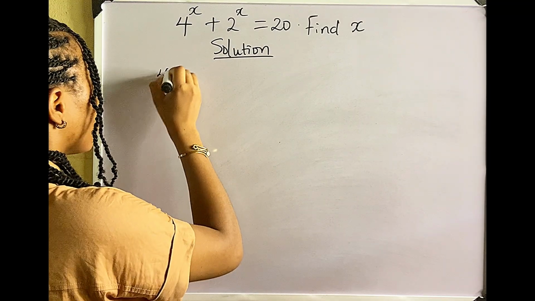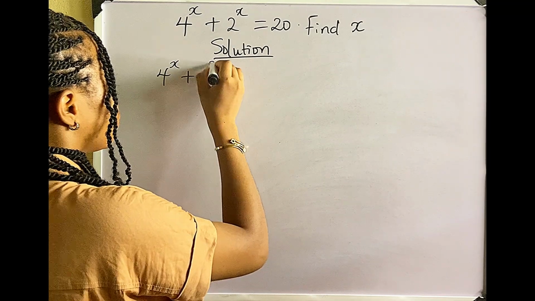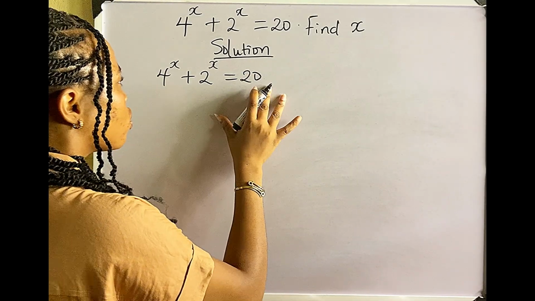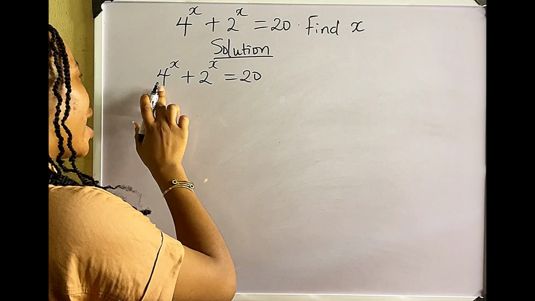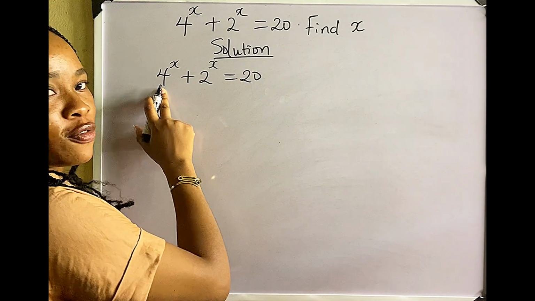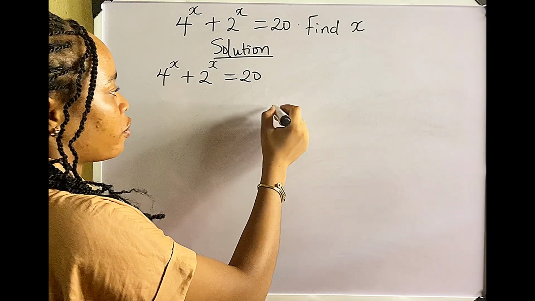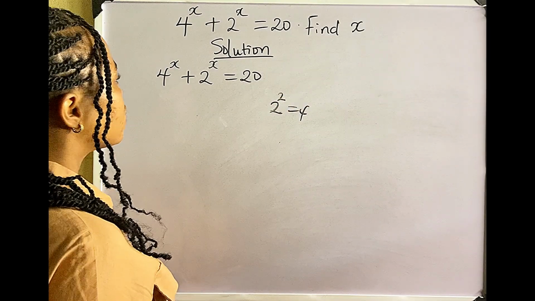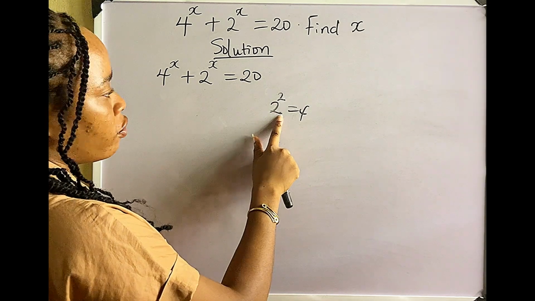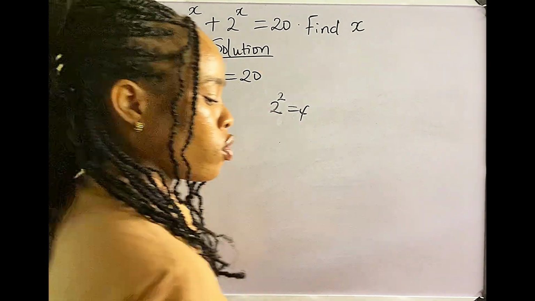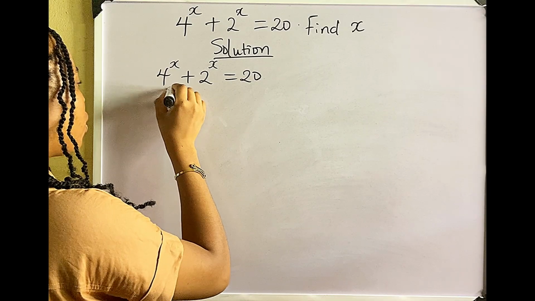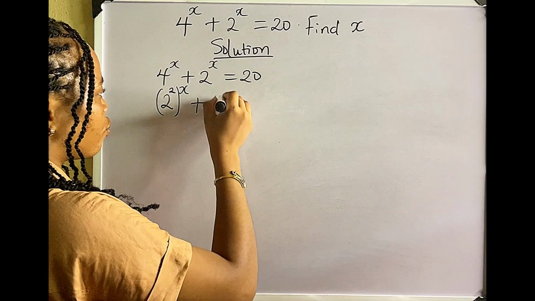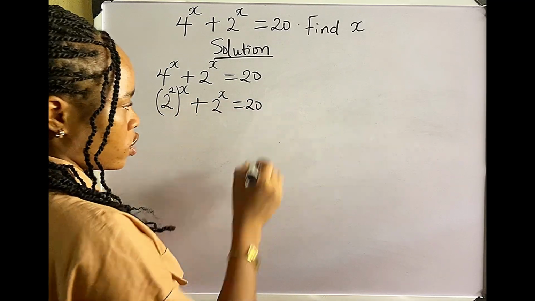Now we have 4^x + 2^x = 20. So now see what happens here. We see that we can express 4 as a power of 2. That's 2 raised to the power of 2, which is 4. So I'll be replacing 4 with 2 raised to the power of 2. So instead of 4, I'll have (2^2)^x + 2^x = 20.